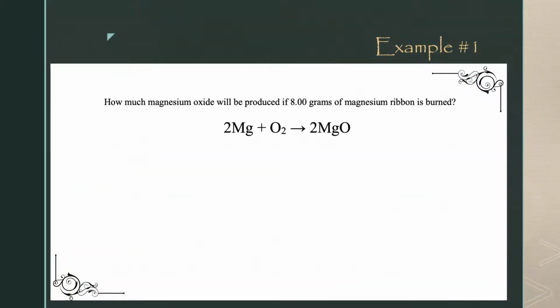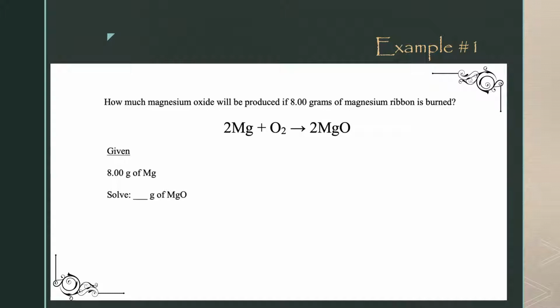Let's try an example to put the steps into use. How much magnesium oxide will be produced if 8 grams of magnesium ribbon is burned? The chemical equation is 2 magnesium plus oxygen reacts to become 2 magnesium oxide. First, we jot down the given and figure out what we have to solve for. In this case, it is grams of magnesium oxide.